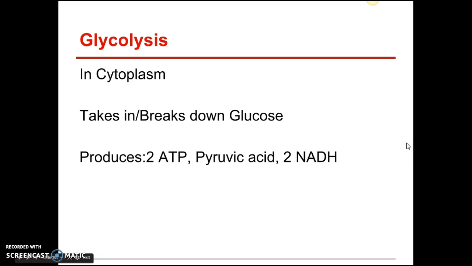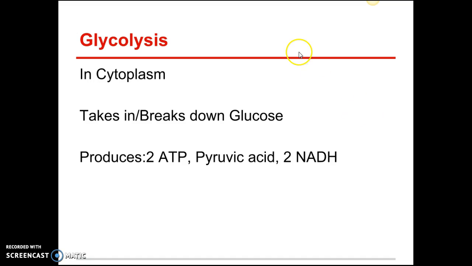Now, the first step in cellular respiration is called glycolysis. It happens in the cytoplasm. So this first part actually doesn't happen in the mitochondria, but it's a really important part of cellular respiration because if we didn't do this, we couldn't process our glucose down into ATP. And it's really just taking the glucose and breaking it down.